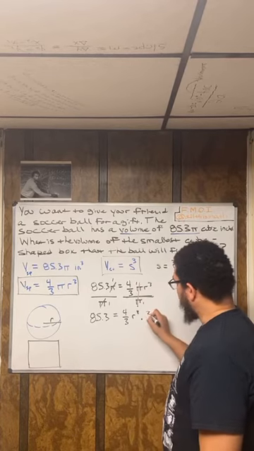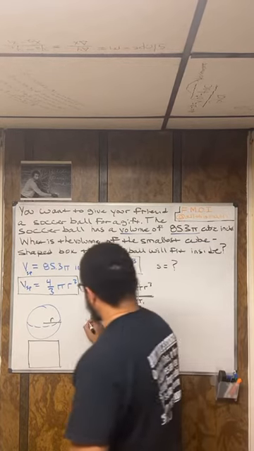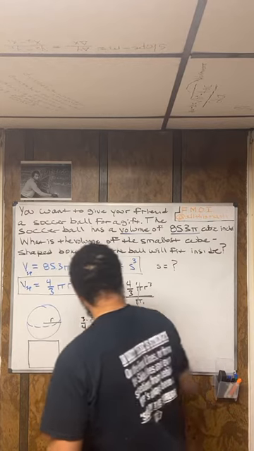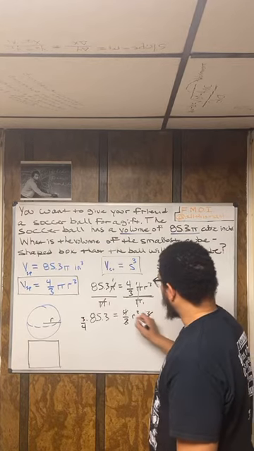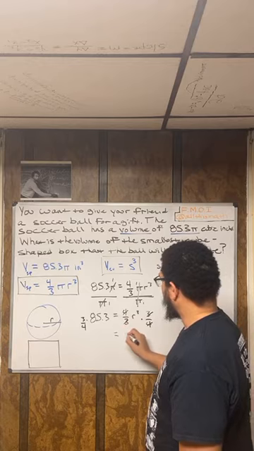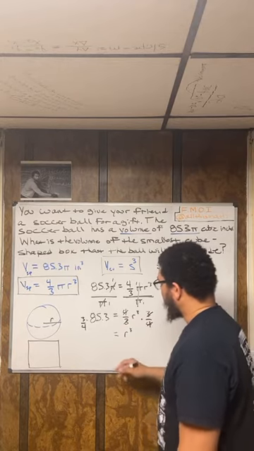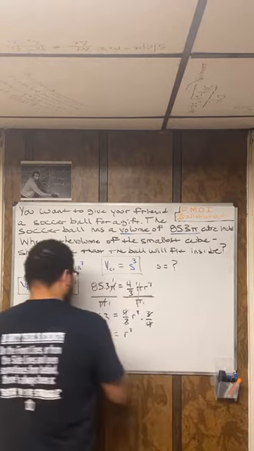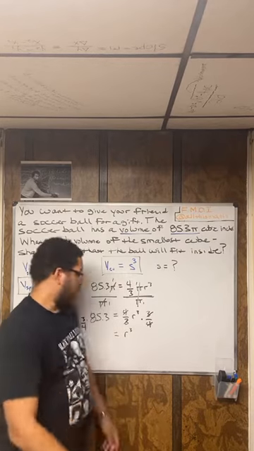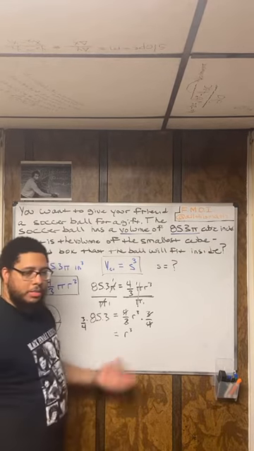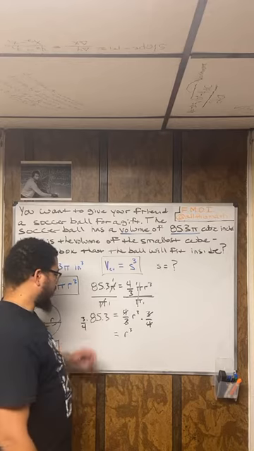So I can do times 3/4 on the right and times 3/4 on the left. The 3's cancel out, the 4's cancel out, and then we got r to the third, and then 3/4 times 85.3. Do me a favor. I need you to calculate this. I don't have my calculator on. I'm not doing that in my head.